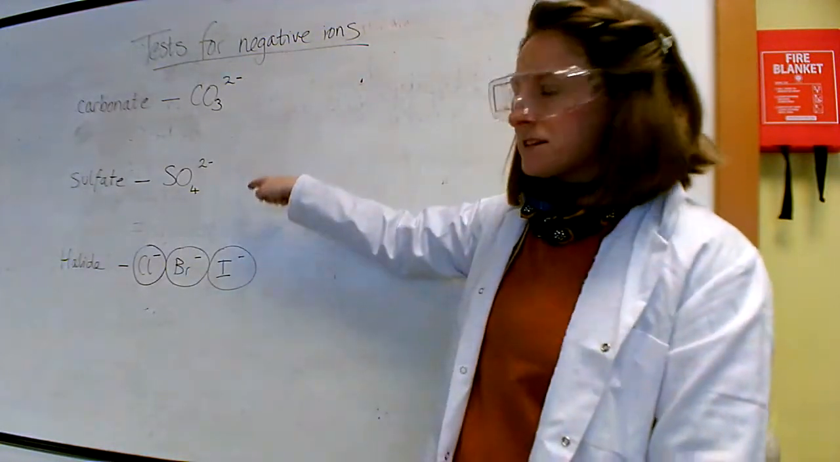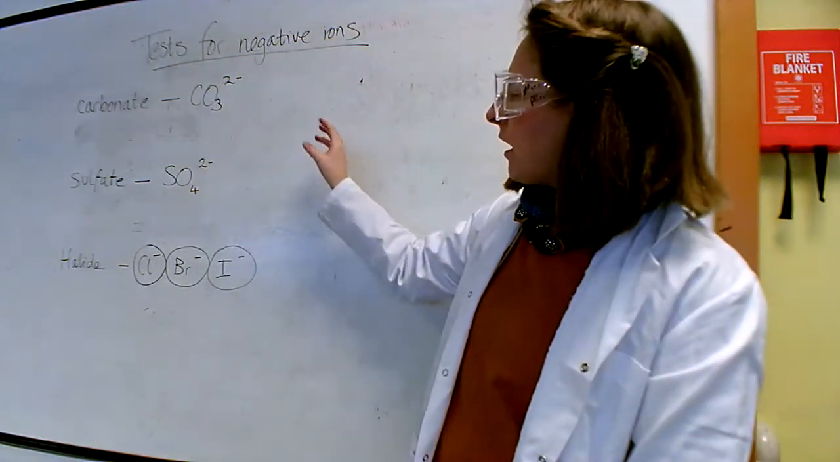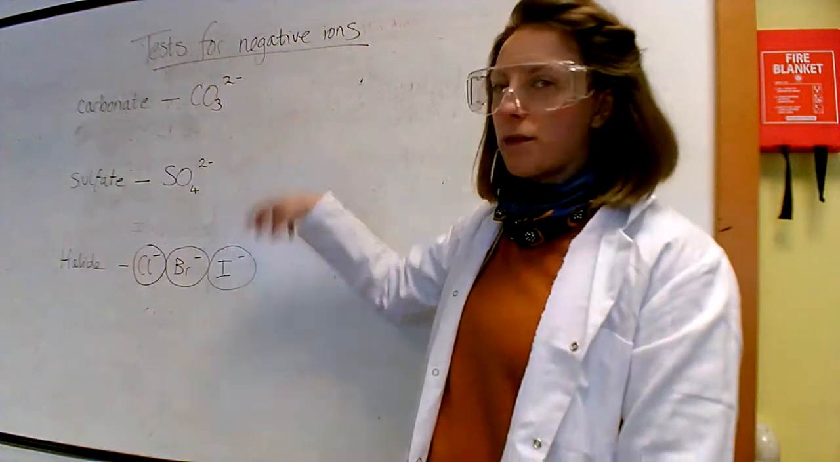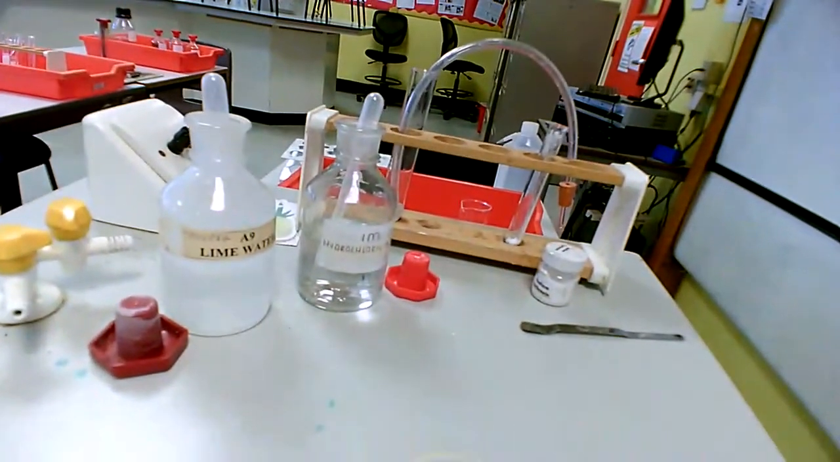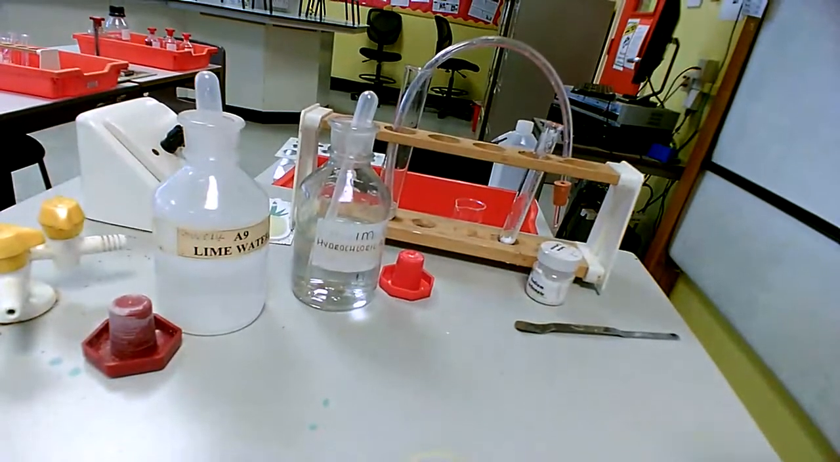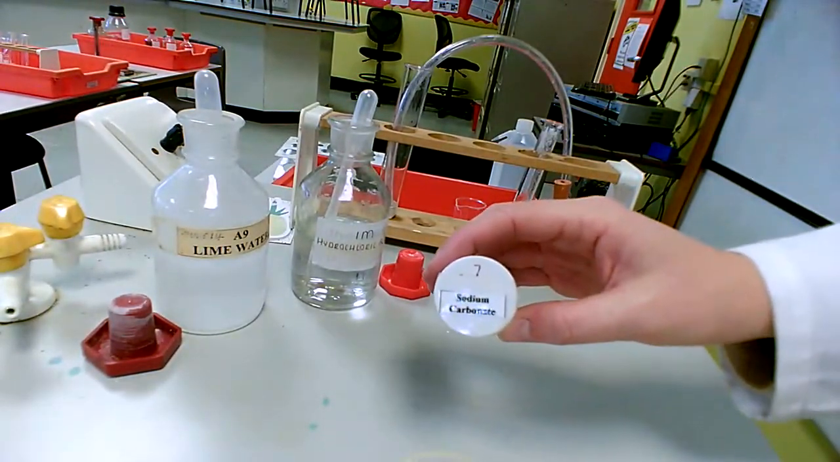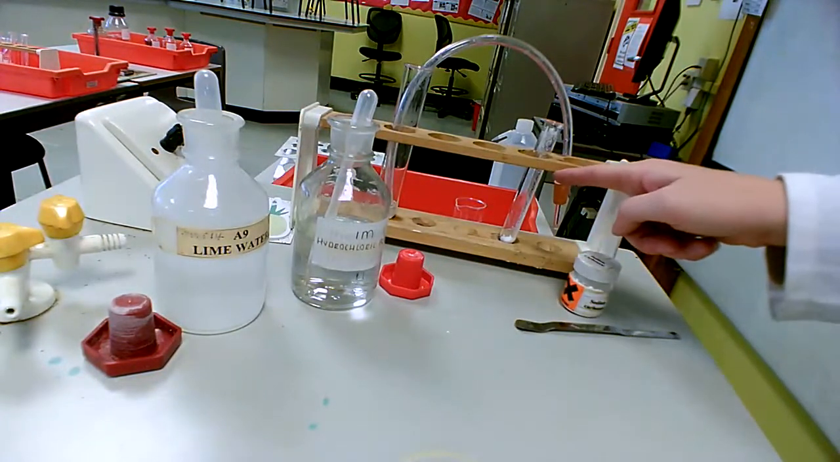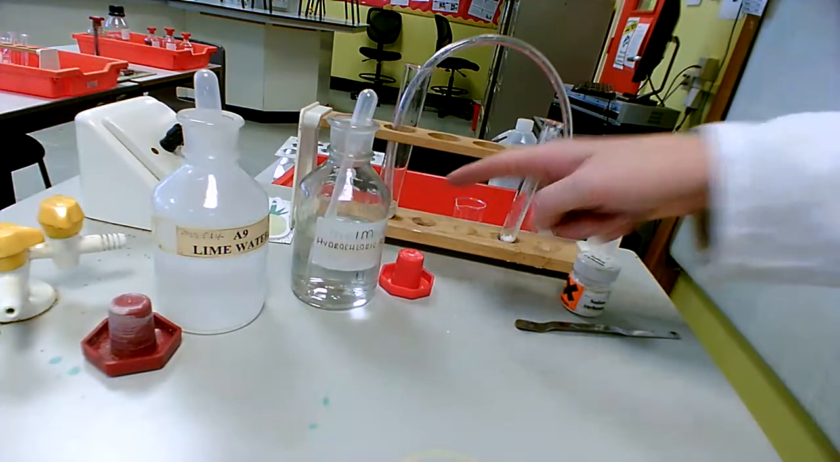So the carbonate and sulfate are both polyatomic ions, where we have a compound molecule with an overall charge. So, carbonate first. Let's look at the equipment we're going to use. We have lime water, hydrochloric acid, a delivery tube, and our sodium carbonate. I've already added sodium carbonate to my test tube, and I have lime water in my boiling tube.